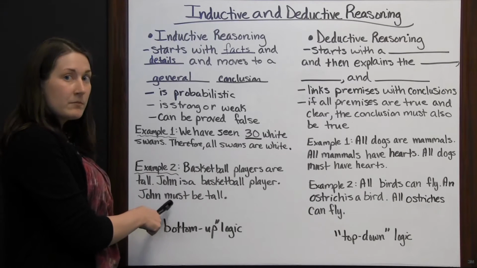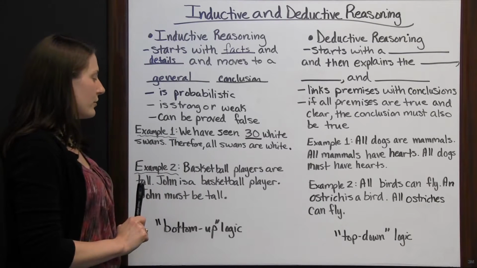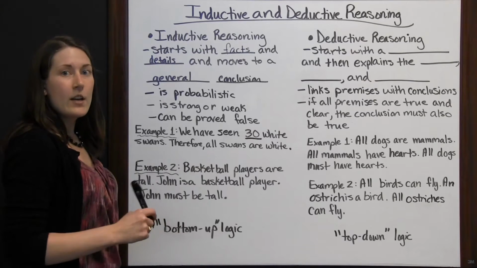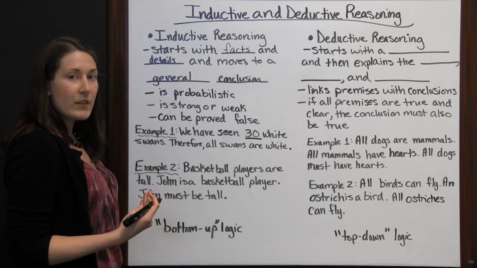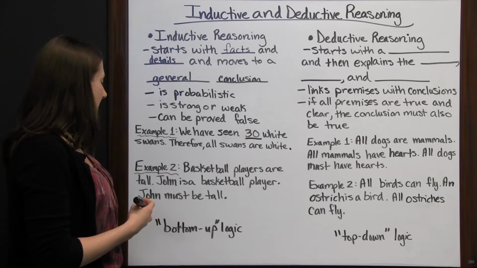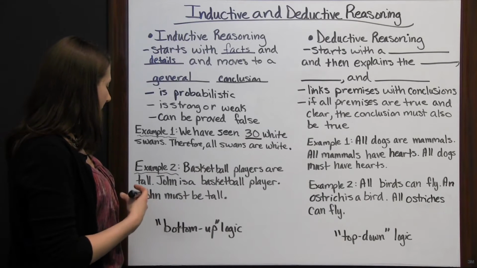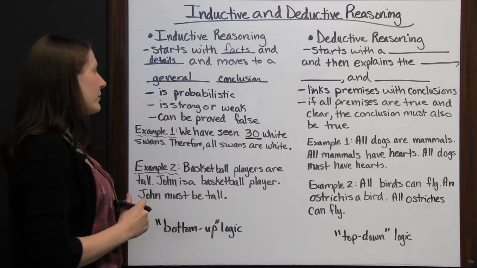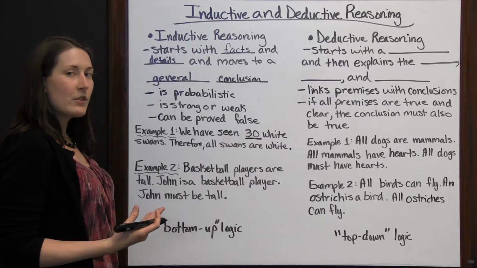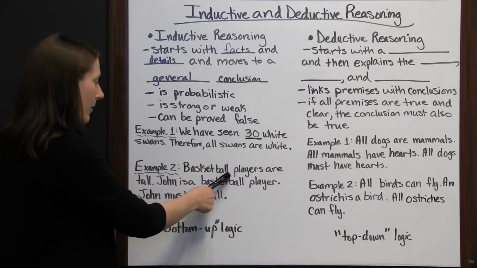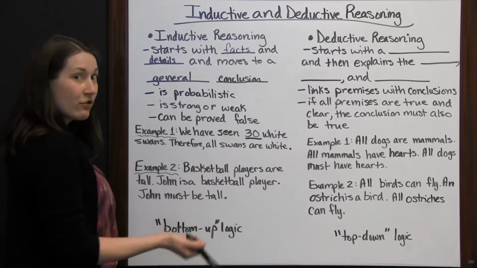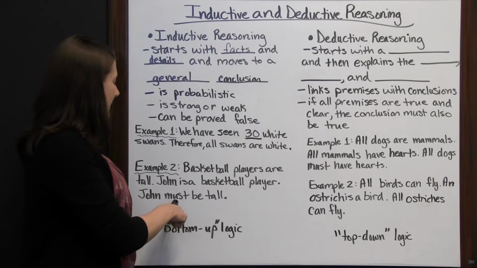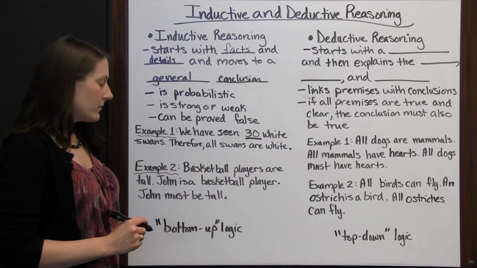It's very probable, so this one would be a stronger conclusion than our one about the white swans, but we don't know John. John could be short. John could just be really good at making goals. That doesn't mean that he is going to be a tall person. So it's probable, it's a stronger conclusion, but we don't know for sure. We just use inductive reasoning, knowing that basketball players are generally tall, and knowing that John is a basketball player, to figure out that John is probably tall.